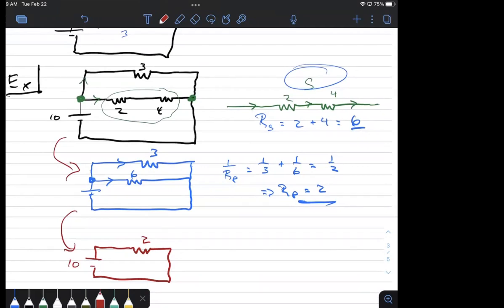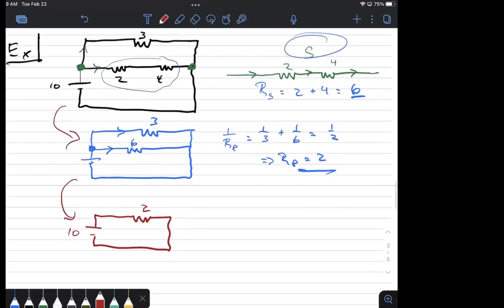I now redraw the circuit where instead of having the 2 and the 4, I replace it with the equivalent that I just calculated, which is 6. And now I reanalyze it. I say, now what do I have? Now I have 2 resistors which are connected in parallel. All right, we'll combine them in parallel, get an answer. I get a total resistance of 2. Now I'm left with just one resistor whose resistance is 2. So the total resistance of the circuit must be 2.